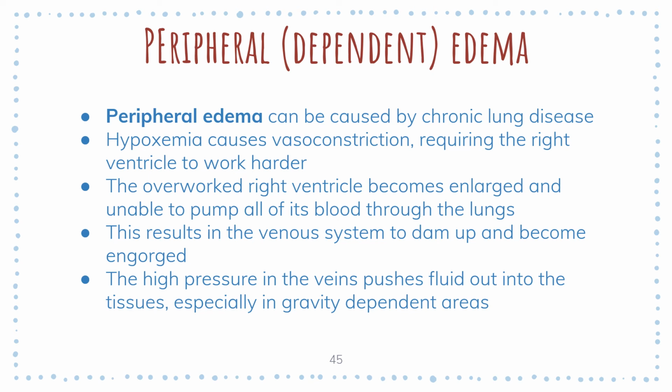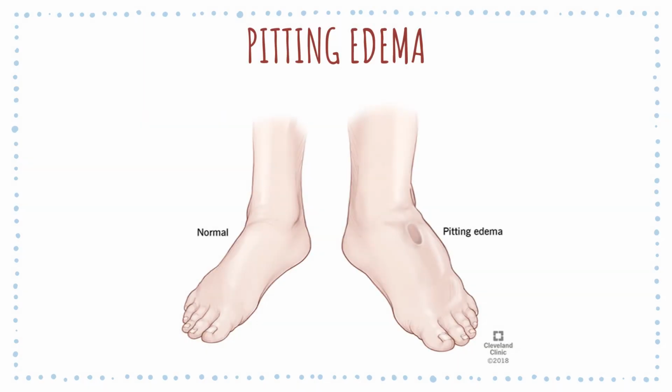vasoconstriction increases that afterload. The right heart has to push way too hard. After a while, it becomes overworked, it becomes enlarged, becomes less effective, results in the venous system damming up and becoming engorged, and the high pressure in the vein pushes fluid out into the tissues, especially gravity-dependent areas. So you have edema, pitting edema. So you can kind of see here, you end up pushing on that left foot, the person's left foot, and the little indentation there is pitting edema.